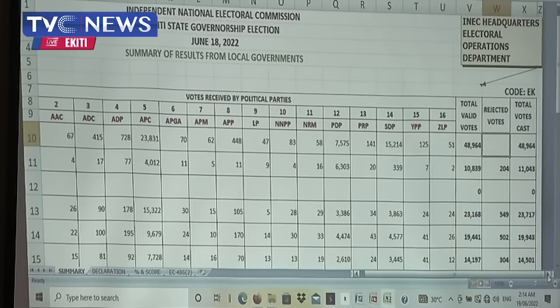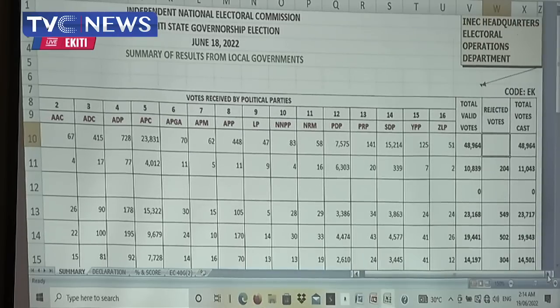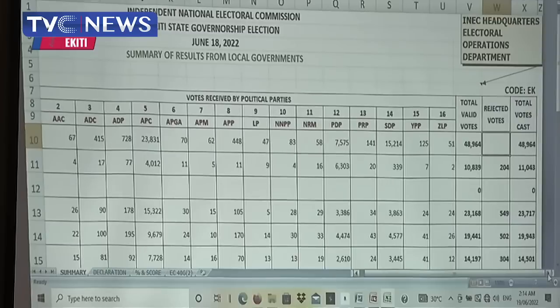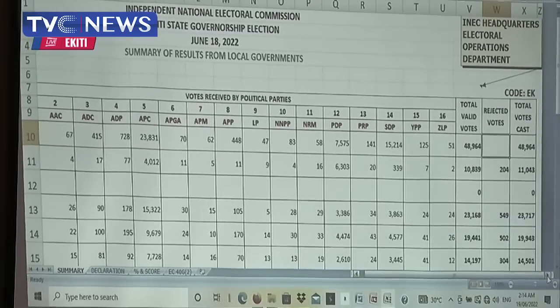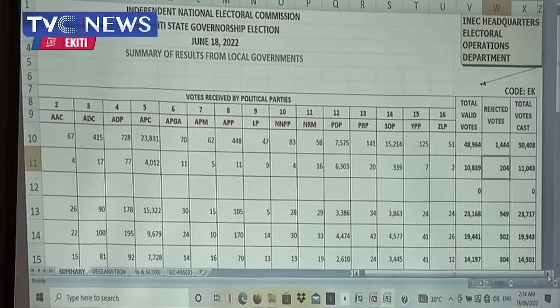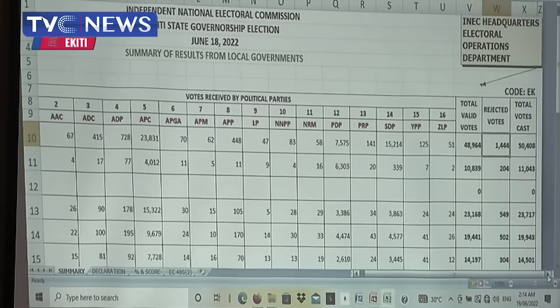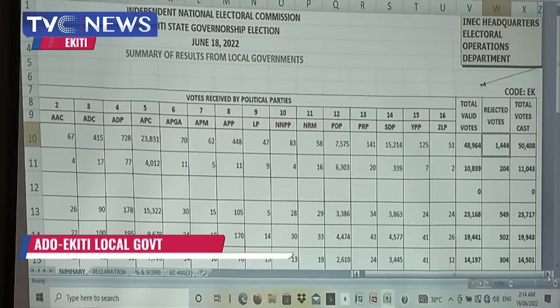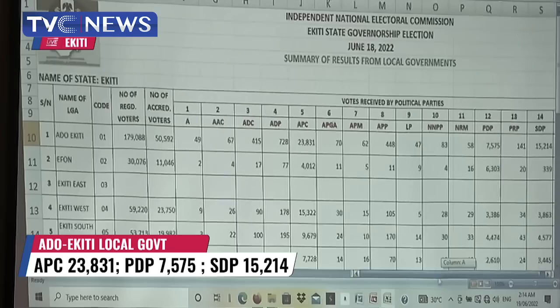Total valid votes: 48964. Rejected votes: 1444. Total votes cast: 50408. Thank you, sir. Any record of cancellation? None, sir. And no PWD? Not at all, sir. Thank you very much, Prof. Thank you, the coordinator.